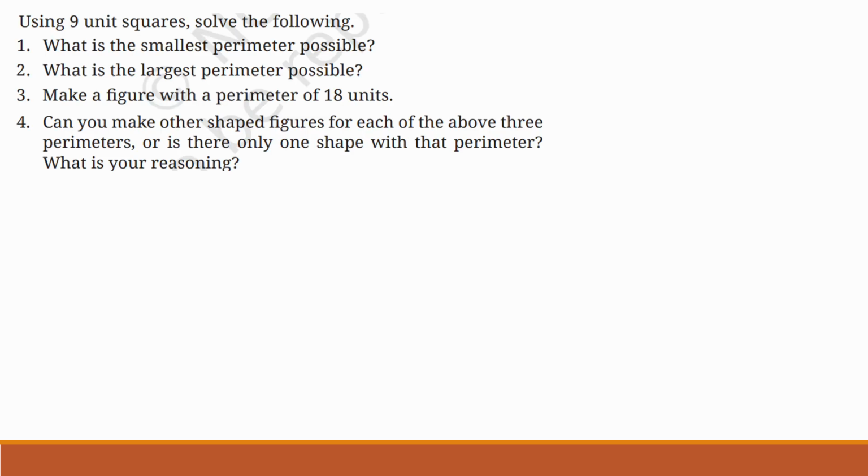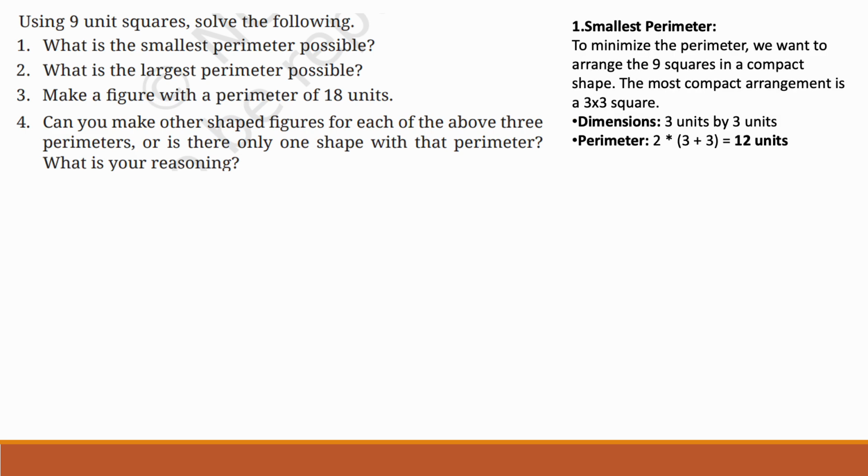What is the smallest perimeter possible? To minimize the perimeter, we want to arrange the 9 squares in a compact shape. The most compact arrangement is a 3 by 3 square. So what is the dimension? 3 units by 3 units. Then perimeter 4 into side, 4 into 3. It is a square. So 4 into 3, 12. Okay. Then what is the largest perimeter possible?